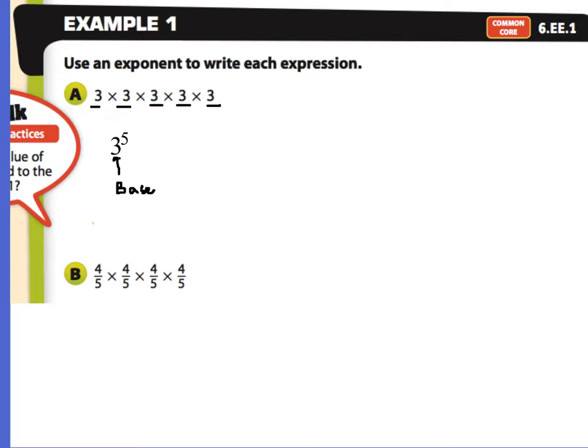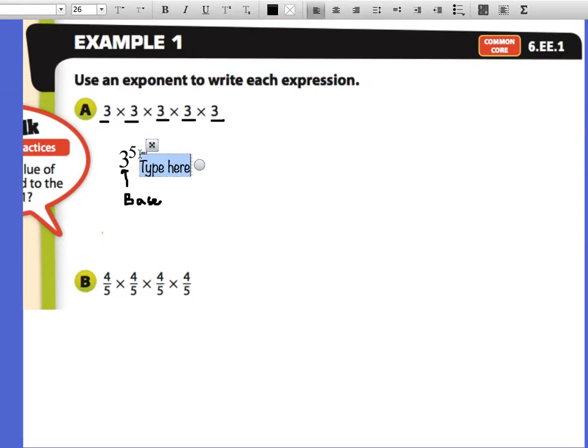And 5 is not my power. 5 is the exponent. Okay, 5 is the exponent, and that is really large font. Let me make that a little smaller for you. Okay, so 5 is the exponent.